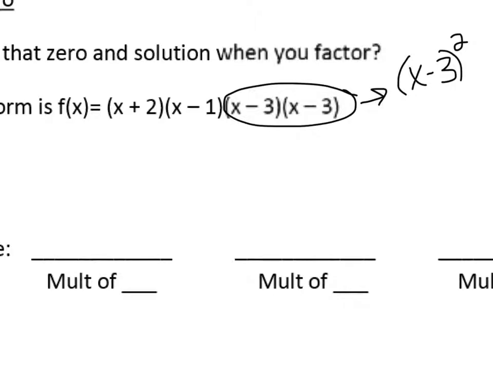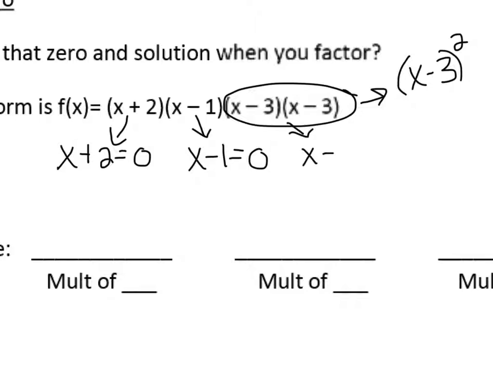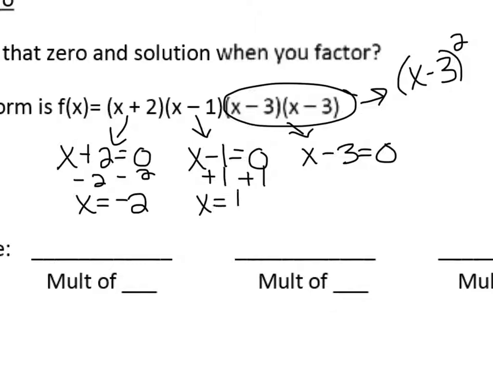Well, the first thing we're going to do is find the zeros, just like we've been doing. So if I have x plus 2 equals 0, x minus 1 equals 0. Now here, if I have x minus 3 equals 0, I only need to solve that once, because obviously I'm going to know what the other parenthesis would be then. So the first one is x equals negative 2. The next one, x equals 1. And the last one, x is equal to 3.